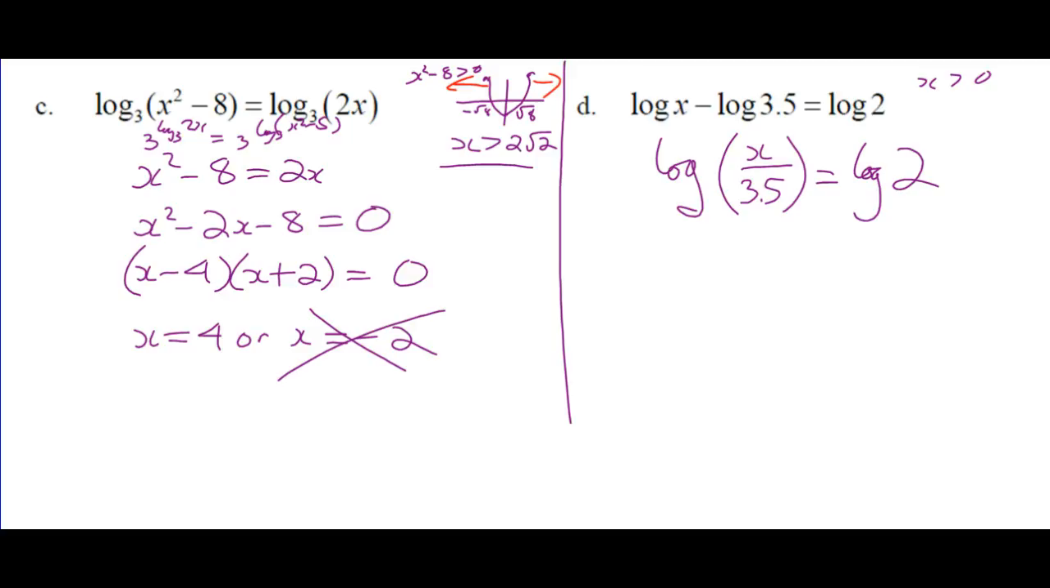x over 3.5 equals 2, right? If the log of this is equal to the log of that, then this and that must be the same things. So x over 3.5 is equal to 2, and x is equal to 7. So if you go log 7 minus log 3.5, it would be the same as log 2.